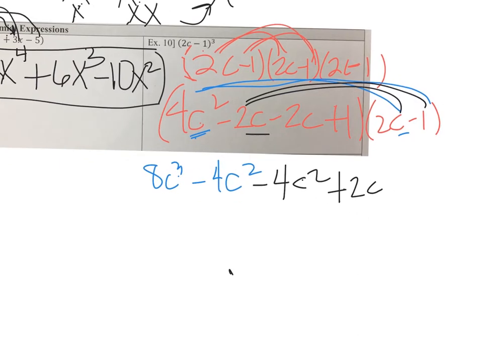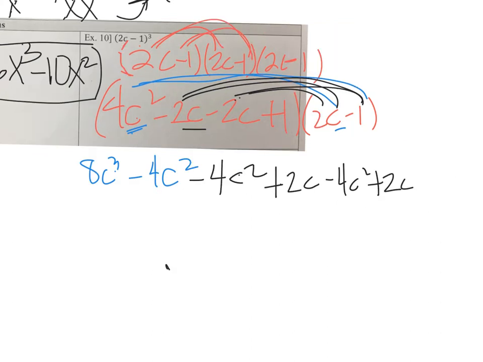All right, next one. Well, it's still negative 2c multiplying by the same two things, so it's going to be the same two terms. Negative 4c squared and positive 2c. All right, and lastly, 1 has to multiply by both of those terms. 1 times 2c is just 2c. 1 times negative 1 is negative 1.